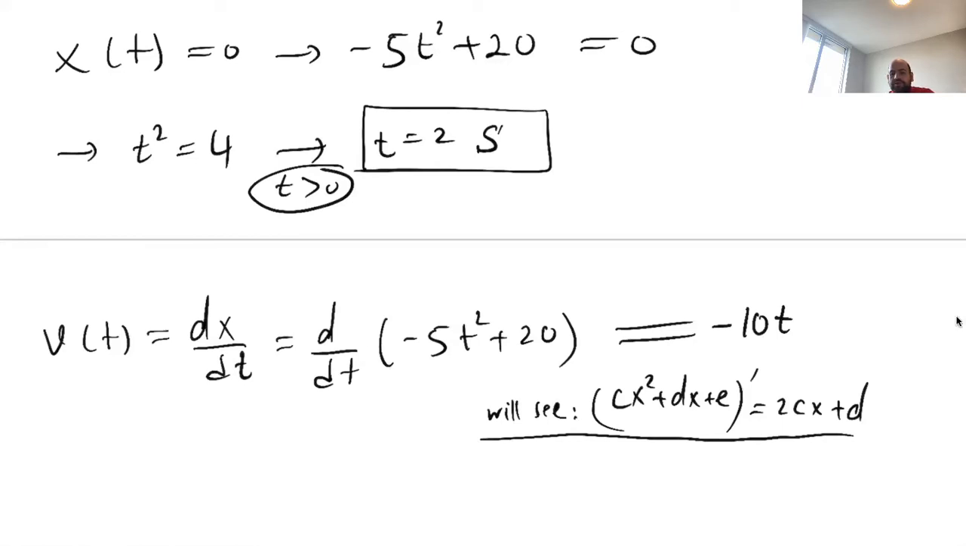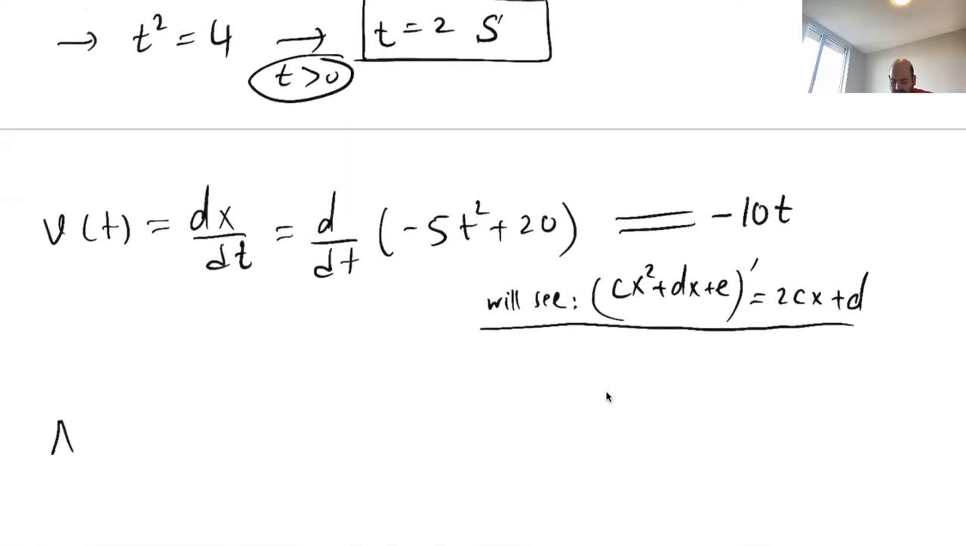All right, so my e value here is 20, my d value is 0, my c is minus 5. So 2 times minus 5 is minus 10, instead of x I have t, plus d, but d is 0. 20 is a constant, and we will see that derivatives of constants are 0. We will see these as derivative rules shortly, but please accept this for now. So this is minus 10t.